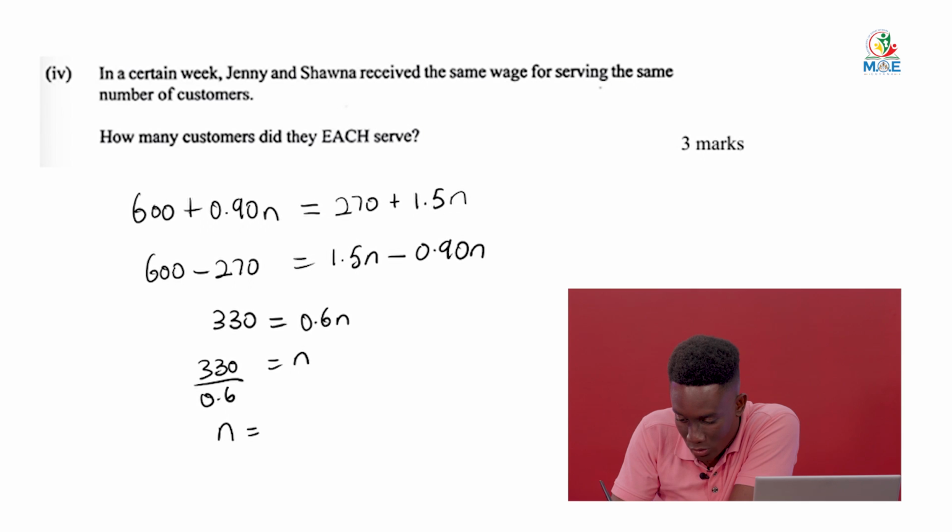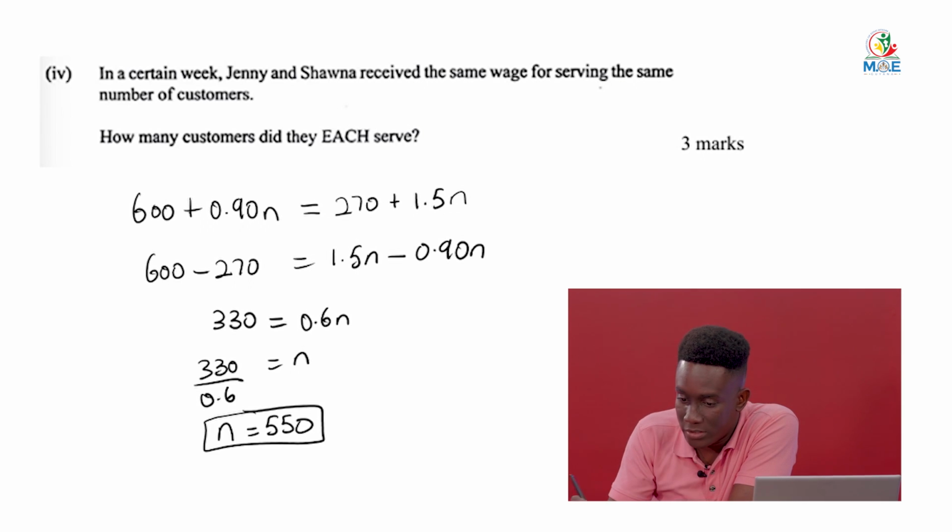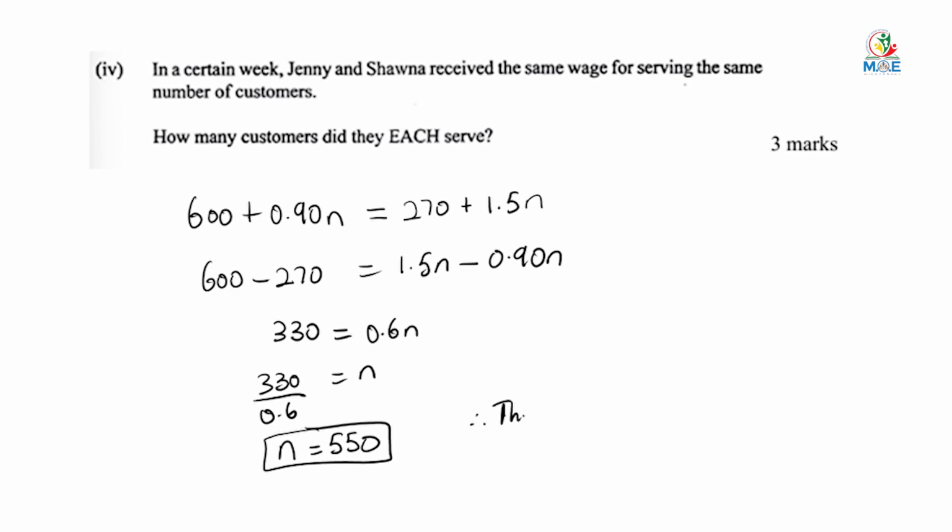So N would be equal to 550. So we can say, therefore, they each served 550 customers. So we use some algebra to answer this question. We just equate Jenny's wage to Shauna's wage, and then we just solve for the number of customers. We just put them together and solve. And that is how we answer this question.